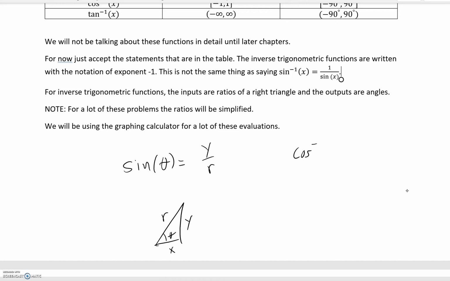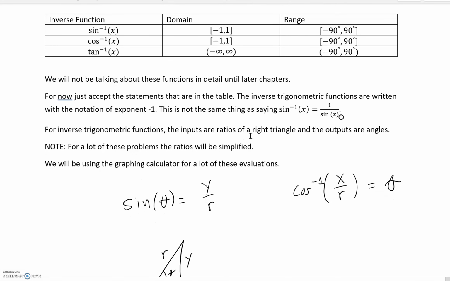Inverse trigonometric functions are maps that go in the opposite direction. For an inverse trigonometric function, you're going to plug in a ratio of two sides of a right triangle. Which two sides those are will be dependent upon the inverse trig function. Your output will be an angle. For a lot of these problems, the ratios themselves will be simplified. Something else to note here is that the range of an inverse trigonometric function has a specific restriction, and we will talk about that restriction in later chapters.